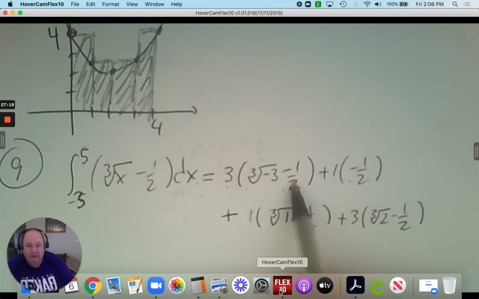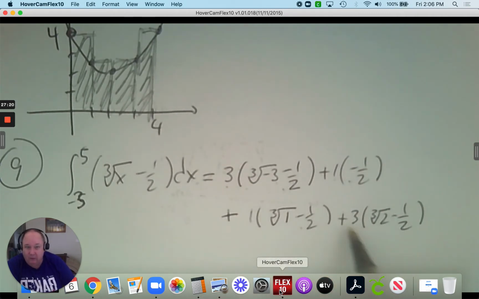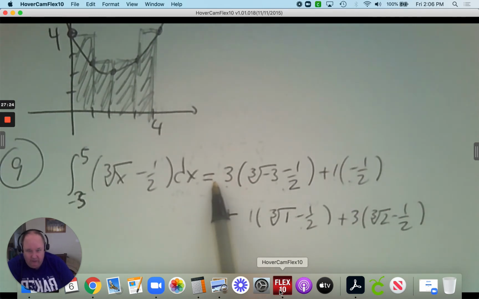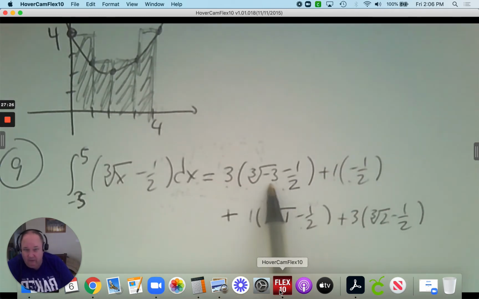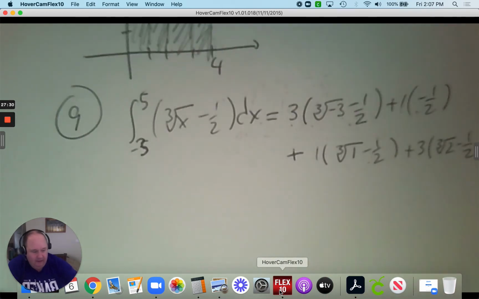So each rectangle was done separately because there wasn't an equal width. So what's the distance between the x values? Gives you the width. This gives you the height. Don't even bother to simplify it. It's done. Number 10.